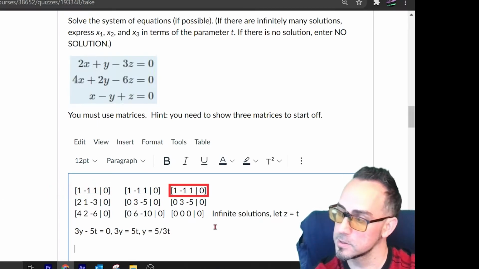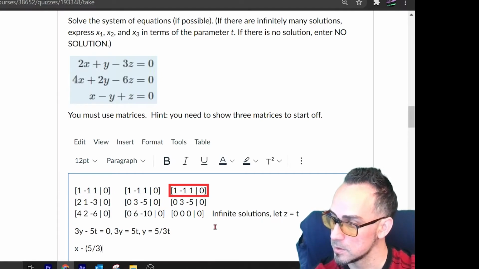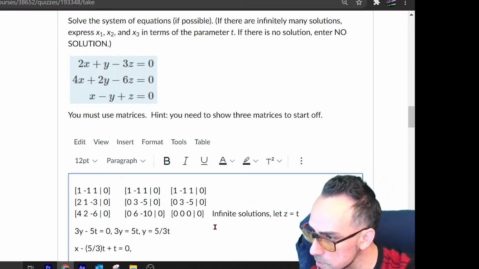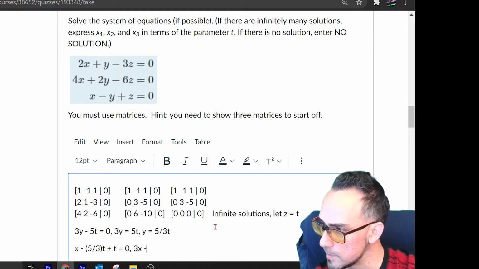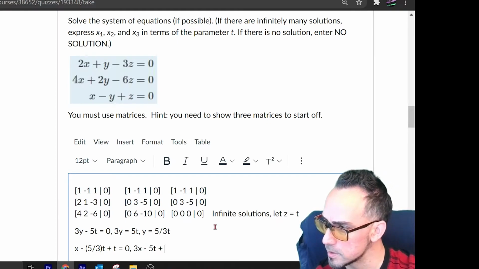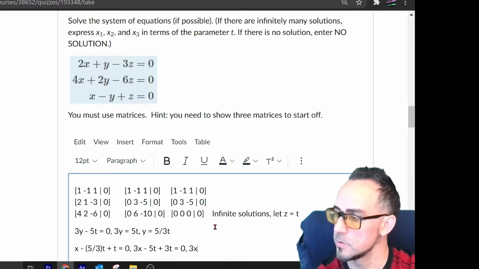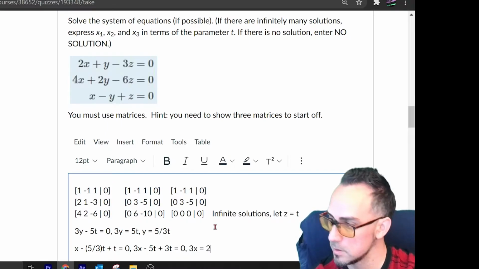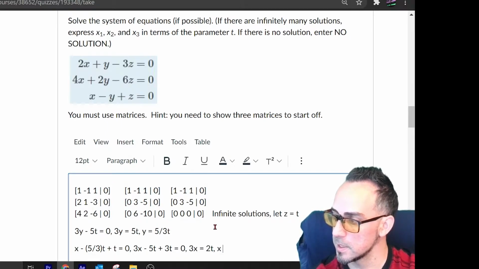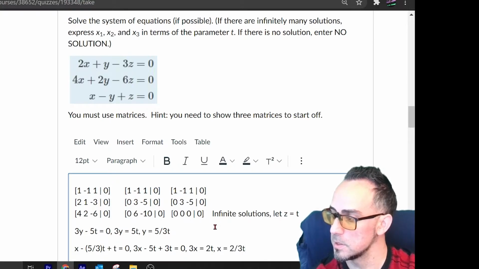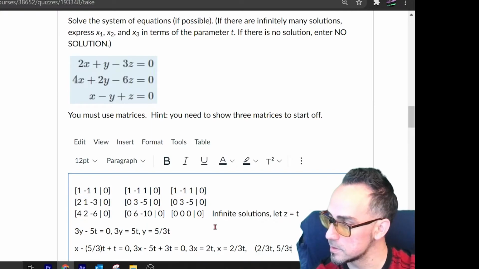And then to find x, you say x minus 5 over 3 t plus t equals 0. If I multiply both sides by 3, I get 3x minus 5t plus 3t equals 0. Okay, that means 3x equals 2t, and then x equals 2 over 3 t, giving us the final answer of 2 over 3 t, 5 over 3 t, t.